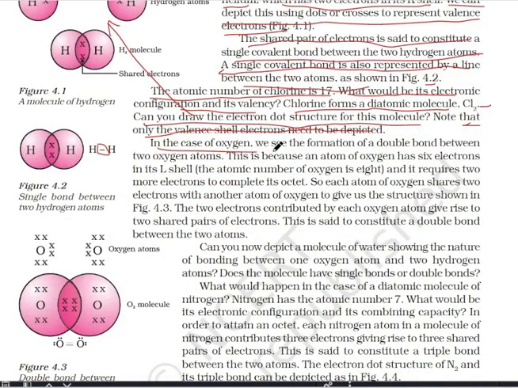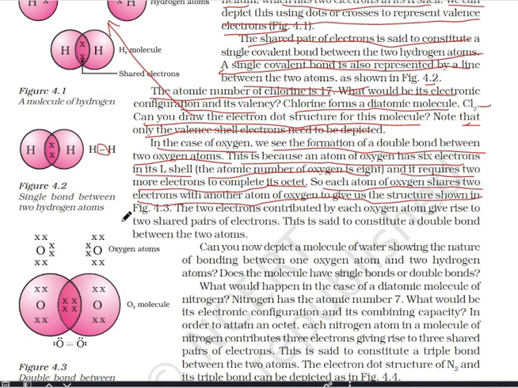In the case of oxygen, we see the formation of a double bond between 2 oxygen atoms. This is because an atom of oxygen has 6 electrons in its L shell. The atomic number of oxygen is 8 and it requires 2 more electrons to complete its octet. So each atom of oxygen shares 2 electrons with another atom of oxygen to give the structure shown in figure C here.